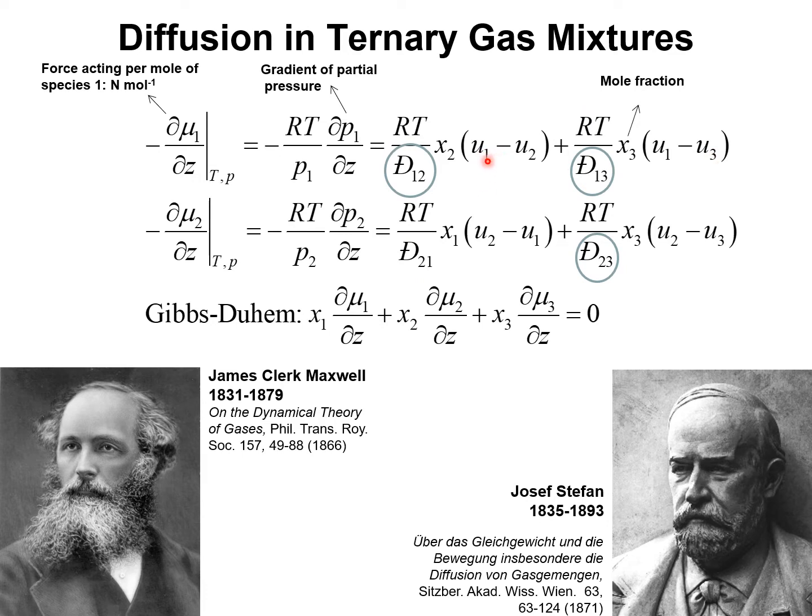The friction component 1 experiences with species 2 is proportional to the velocity difference of 1 with respect to 2. The friction component 1 experiences with component 3 is proportional to the velocity difference between 1 and 3. These frictional terms should be proportional to the amounts of partner species in the mixture.